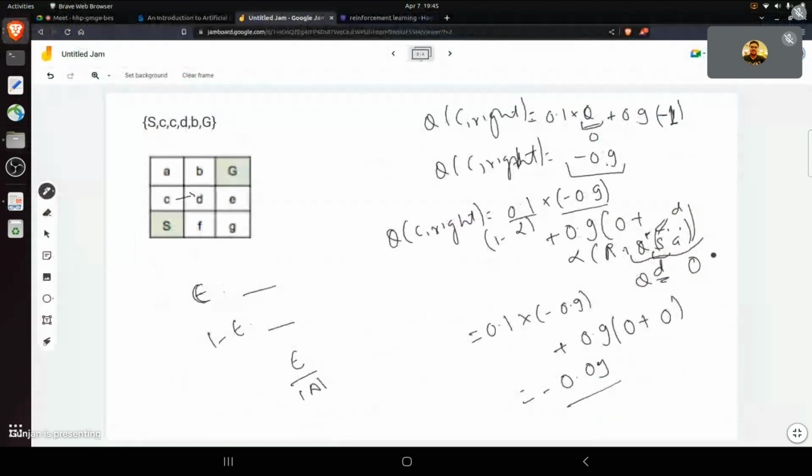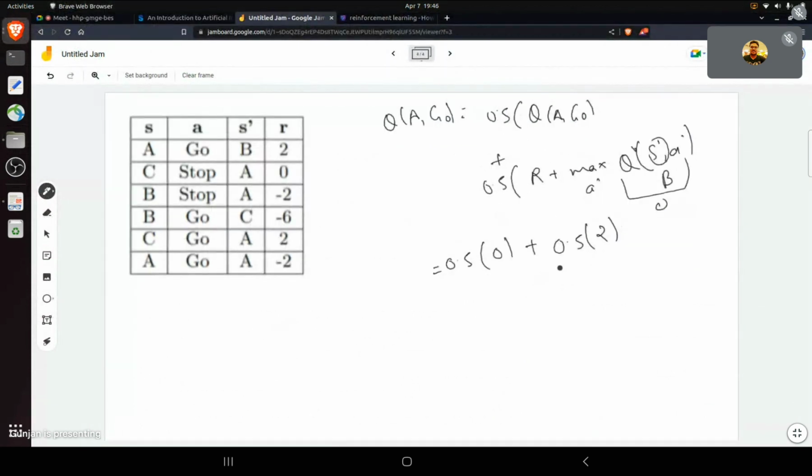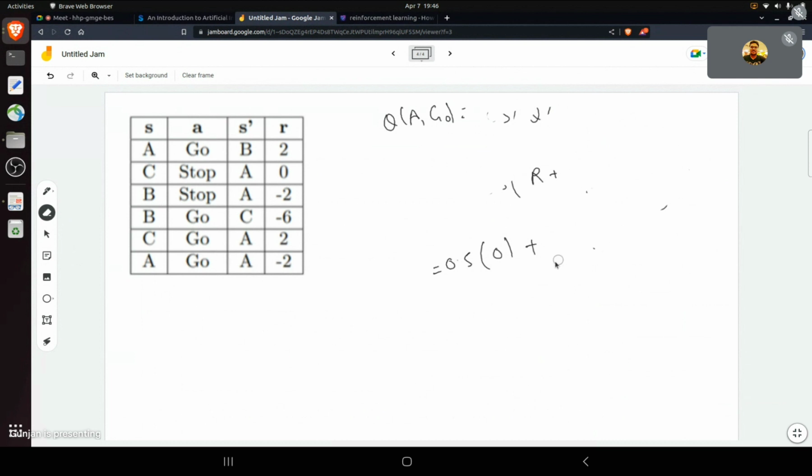So from here, what we got as Q of A comma go is 1, right? So let me then just write it. Q of A comma go. I hope you were able to follow the calculation, right? So Q A comma go came out to be 1.